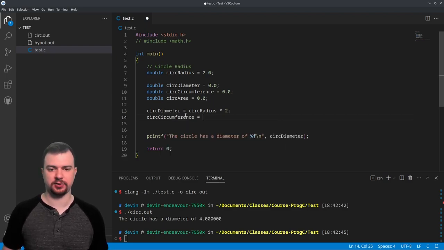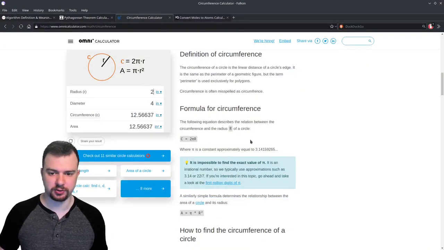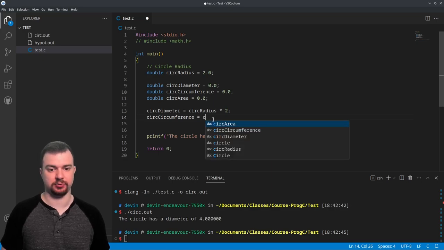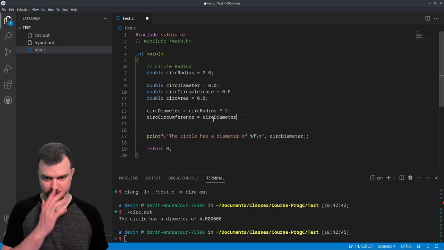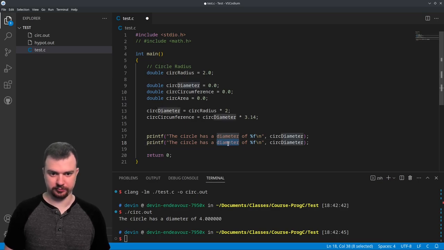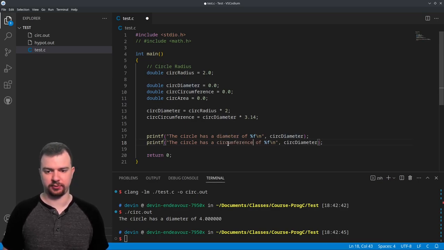Right, so the circumference I think is 2 pi r. Let's just make sure real quick. So 2 pi r, that is indeed correct. So 2 times pi times r. Well, we already have 2 times r, which would be the radius, so we have the diameter, so let's just do circ diameter. I need pi. Well, I mean, I know that's 3.14 and a bunch of repeating decimals, but I think that this should be fine. I'm just going to copy paste this.